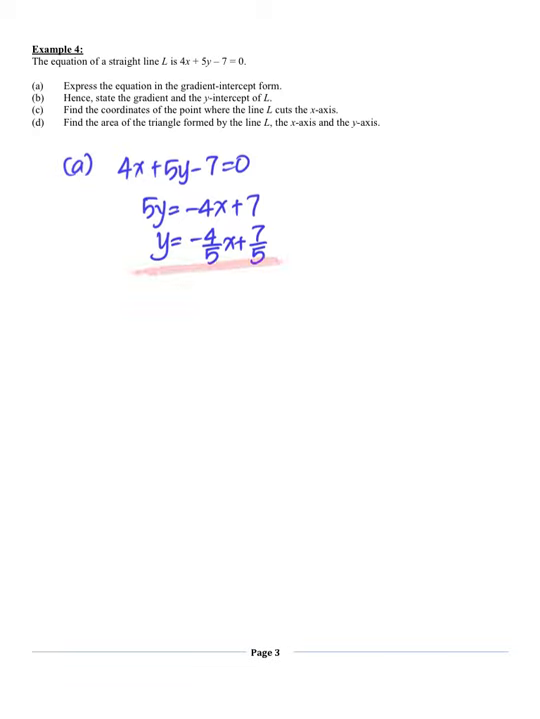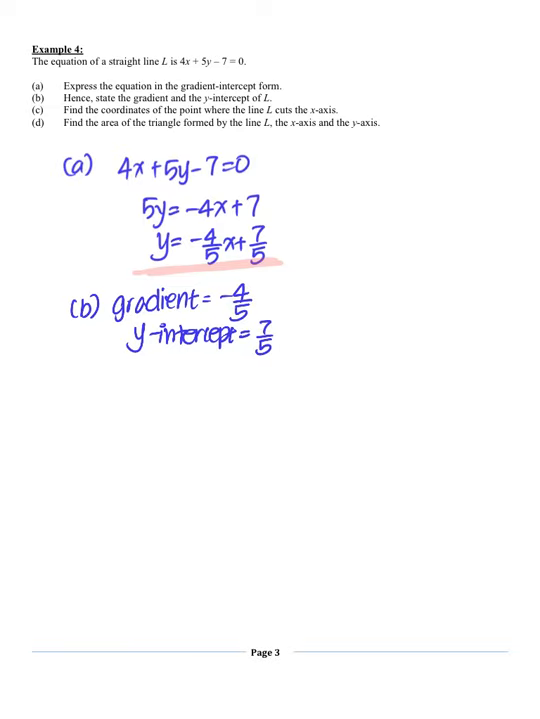The next part, B: hence state the gradient and y-intercept. So you must write down, gradient is negative 4/5, y-intercept is equal to 7 over 5.